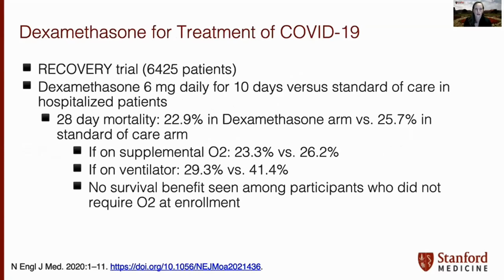In July, the results of the RECOVERY trial were published. This was a multi-center randomized controlled trial done in the UK involving over 6,000 patients randomized to either standard of care or dexamethasone. Specifically, the 28-day mortality was 22.9% in the group of patients treated with steroids compared to 25.7% in those that did not receive steroids. Broken down, the benefit was greater for those patients who required supplemental O2 or mechanical ventilation at the time of enrollment. This study concluded that there was a significant mortality benefit in hospitalized patients with COVID-19 who were requiring oxygen treated with steroids. This has now been adopted as standard of care for the management of hospitalized patients.